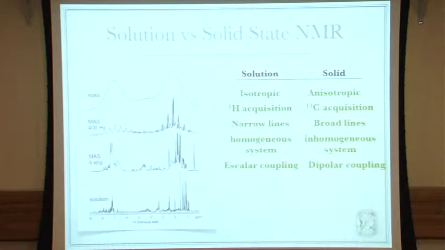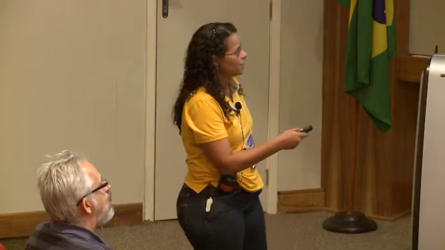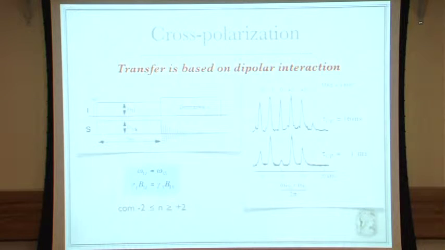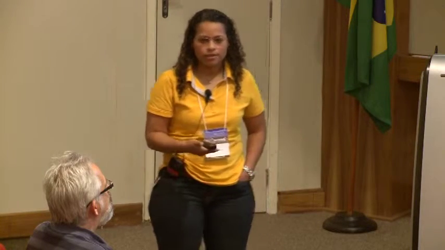So in solution, you can use scalar coupling, and in solids, you can use dipolar coupling. So basically, we use dipolar coupling in almost all experiments, but we can also use scalar coupling. Sorry, here I have a mistake. So we basically use cross-polarization in almost all solid-state experiments.